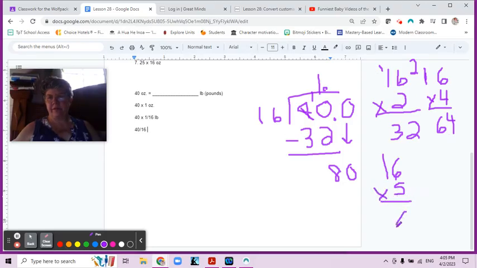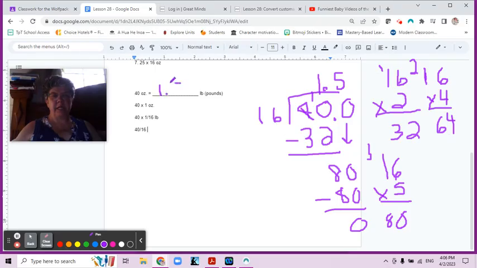6 times 5 is 30. There we go. 5 times 1 is 5, plus 3 is 8. So that puts my 5 here right above my 0. 5 times 16 is 80. Subtract, and I'm done. So 40 ounces is equal to 1 5/10 pounds.